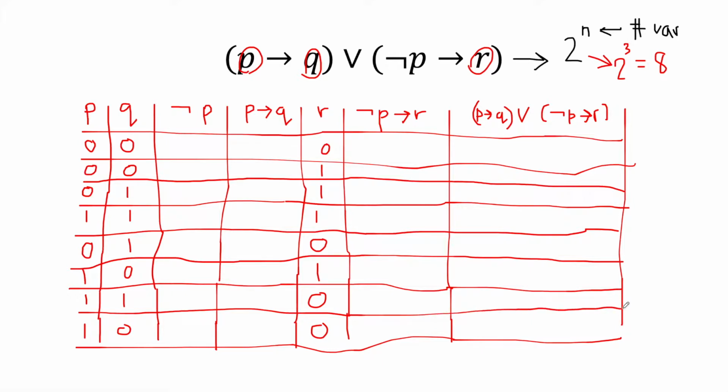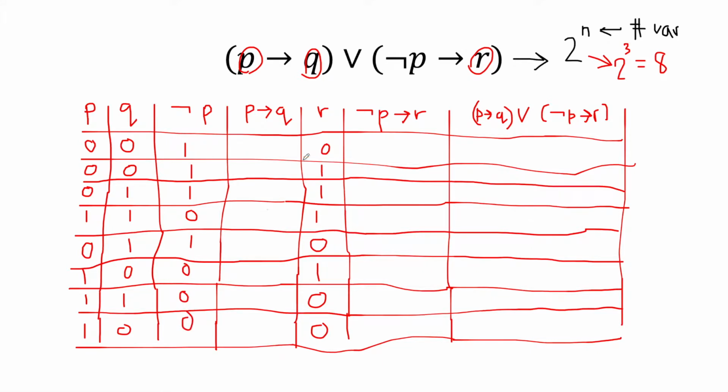Okay, and now we have negation P here. So negation P here is 1, here is 1, here is 1, here is 0, and then 1, and then 0, 0, 0.